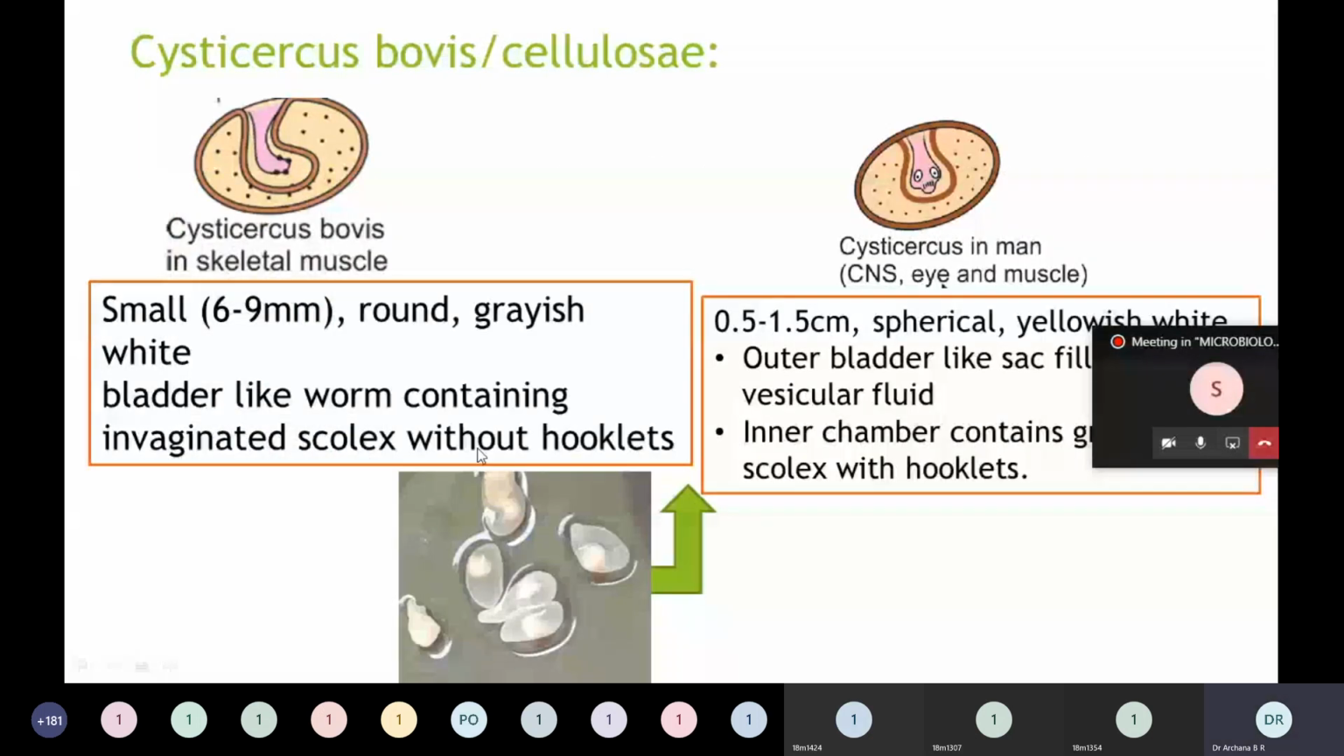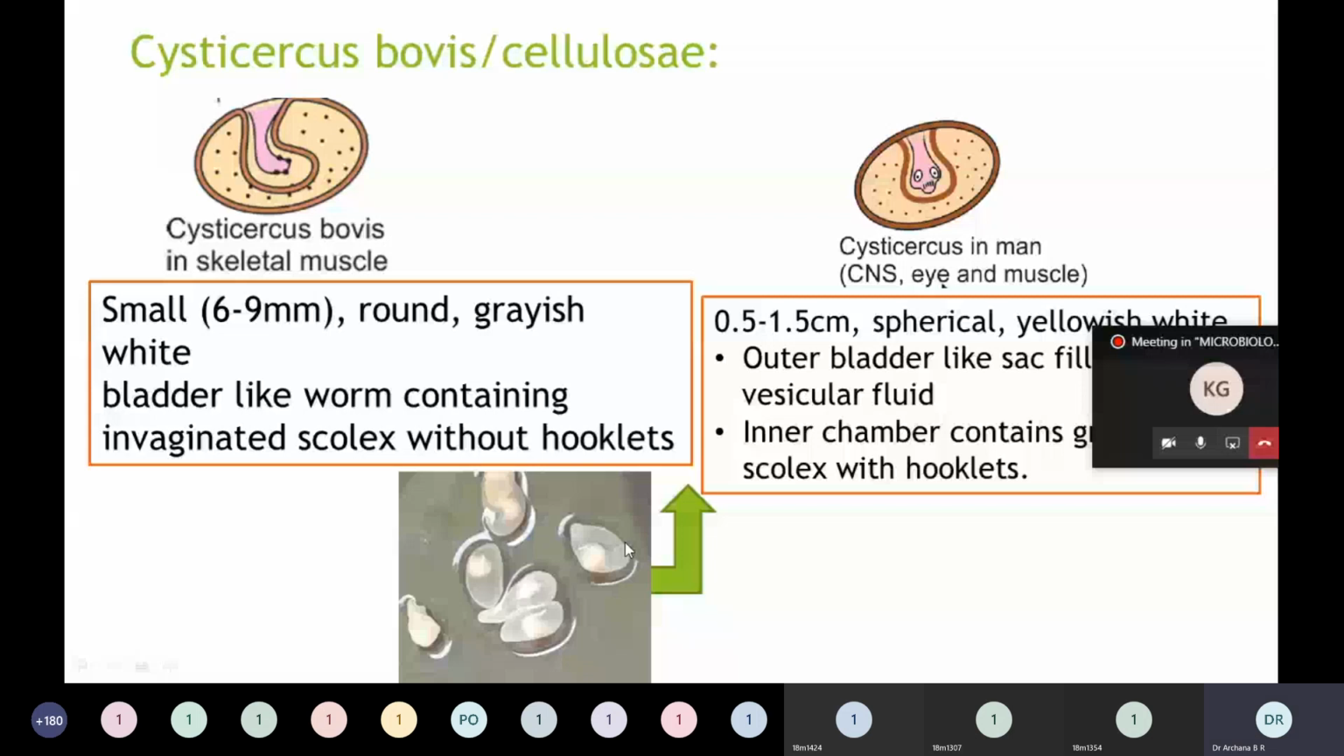So this is the picture showing the larval form. It is small, 6 to 9 millimeter and round, grayish white. It resembles a bladder, so it is a bladder-like worm. These cysts consist of an invaginated scolex with hooklets in case of solium. In saginata, it is without hooklets.